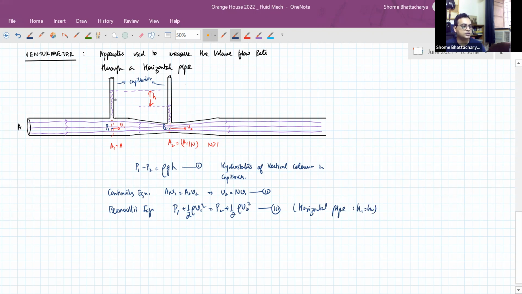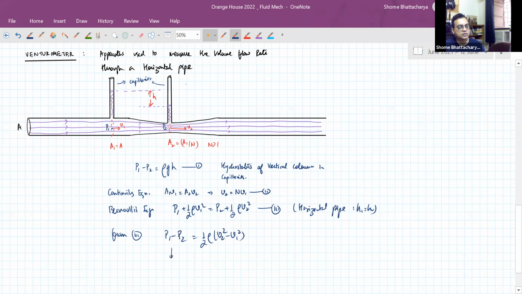H1 and H2 don't have to do with the vertical column of liquid above. They have to do with the position of the points 1 and 2 vertically with respect to a horizontal plane. So H1 is equal to H2 because it's a horizontal pipe after all. So now from equation 3, we can see that P1 minus P2 is equal to half rho (V2 square minus V1 square).